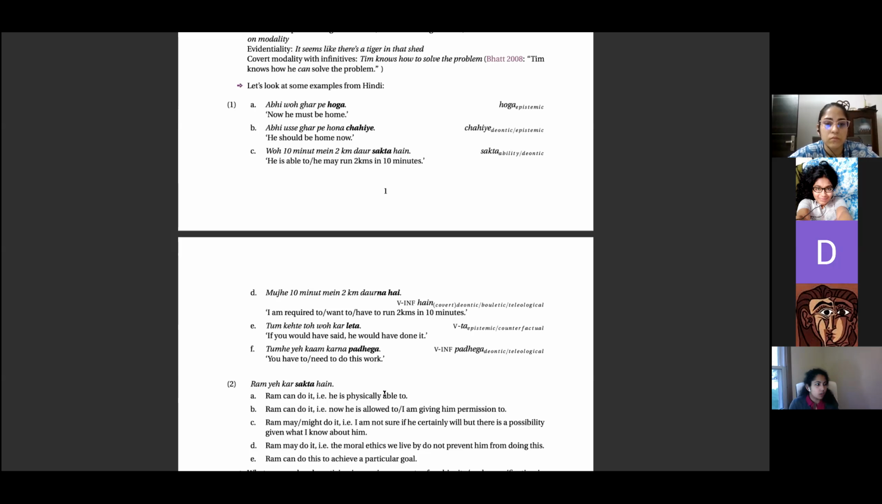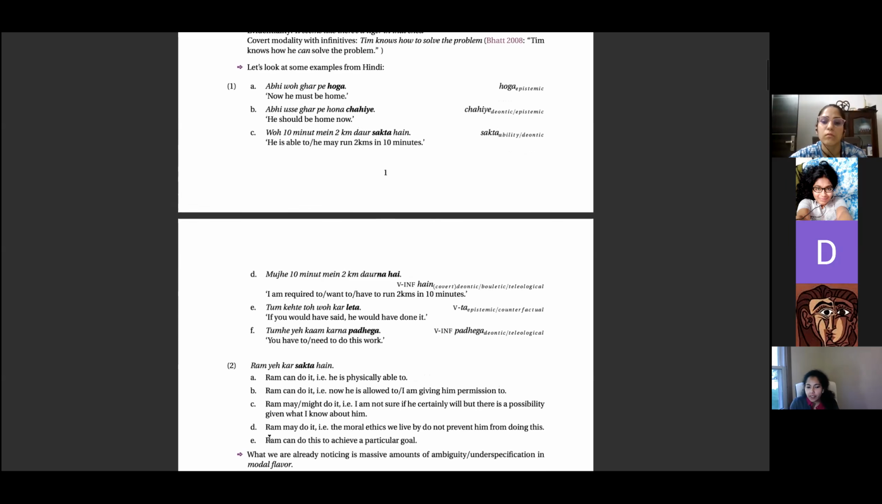Ye Ram kar sakta hai. So basically, if he has to get 3 credits, he can take either course, ye course le sakta hai wo. So to achieve that goal. So you're seeing with sakta, we have at least 5 readings. Some of you might be able to think of more readings with this modal.